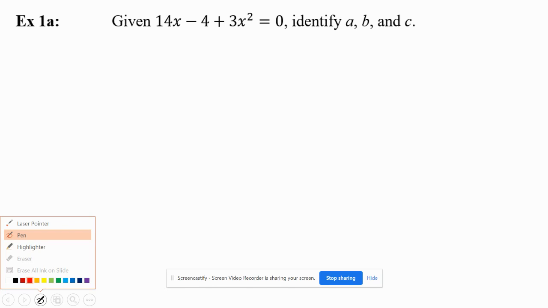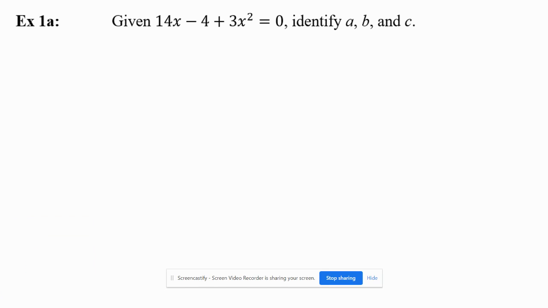In order for us to be able to identify a, b, and c, we need to first make sure that the equation is in standard form. It is not in standard form currently. Notice everything is on the left side and it is equal to 0, so we just need to arrange things.